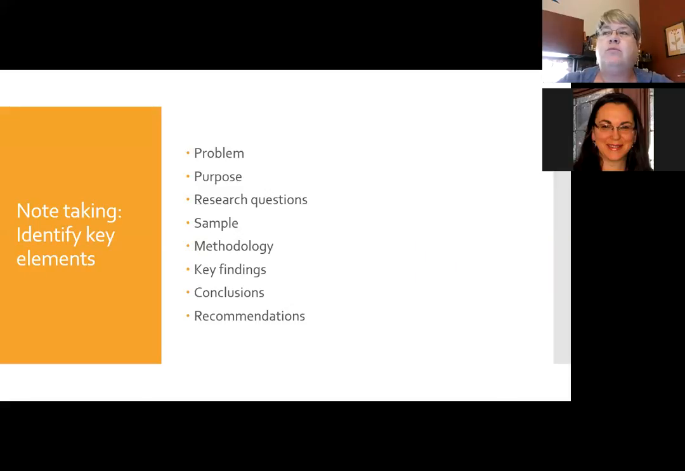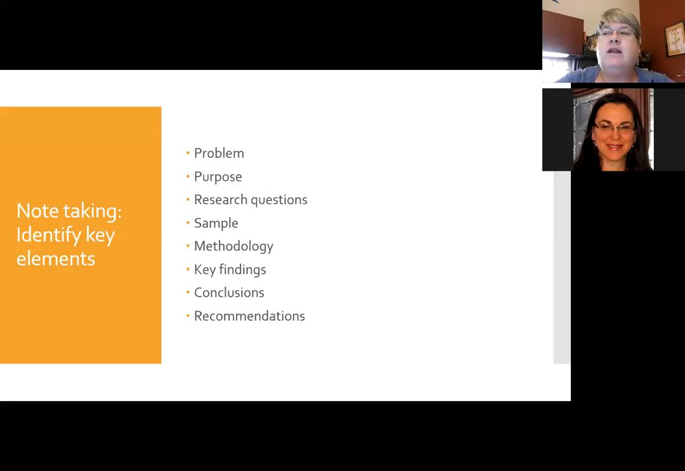Look at the introduction. What's the problem that they're studying? What's the purpose for the research? And what are their research questions? So I would write those down or highlight those. What methodology did they use? And what was their sample? Who did they use in their research? Who did they study?